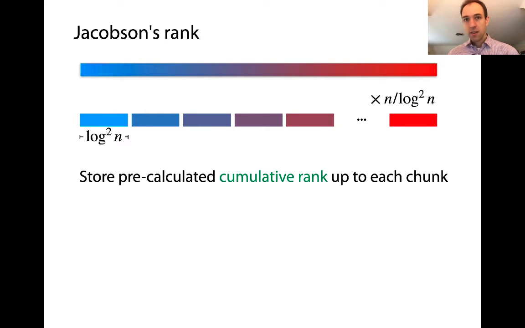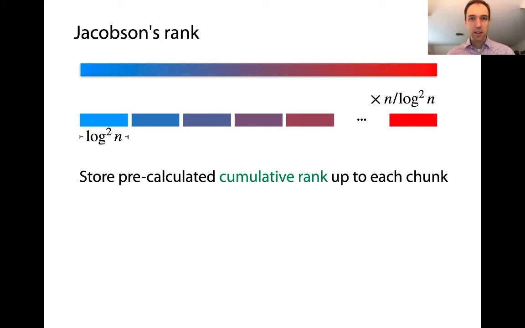Okay? So let's say that we store, for each of these chunks, a partial answer to the rank query. Now, what is the rank query again? Well, the rank query is: we give it an offset. It tells us how many ones there are up to but not including that offset within the bit vector. So the input is an offset and the output is a rank, the number of ones up to that offset.